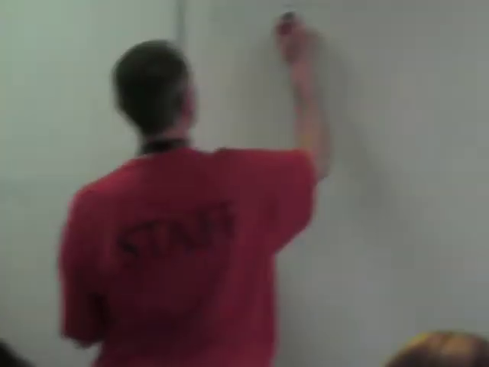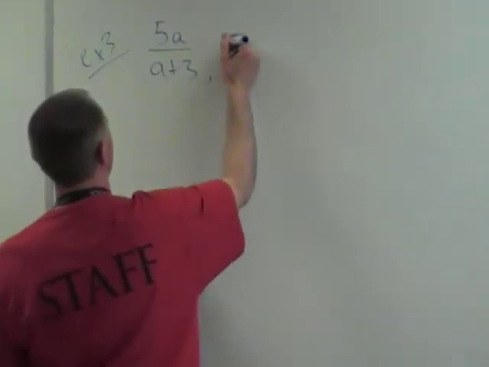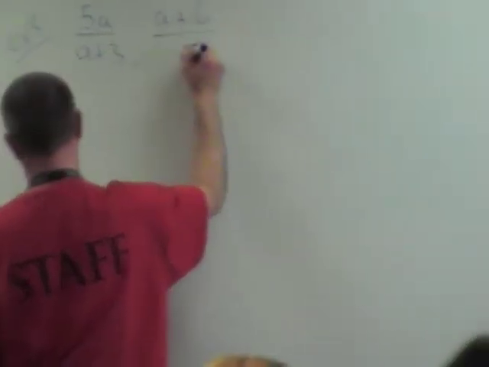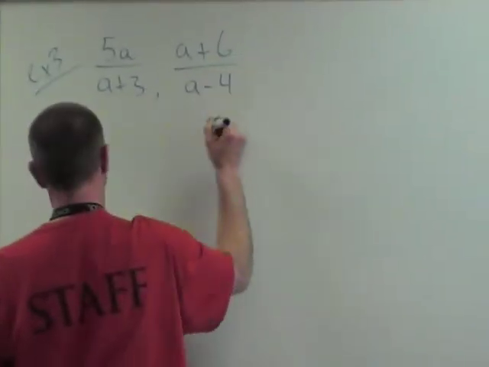Example 3. 5a over a plus 3 and a plus 6 over a minus 4. You're going too fast. He's writing it. Just write the problem down.